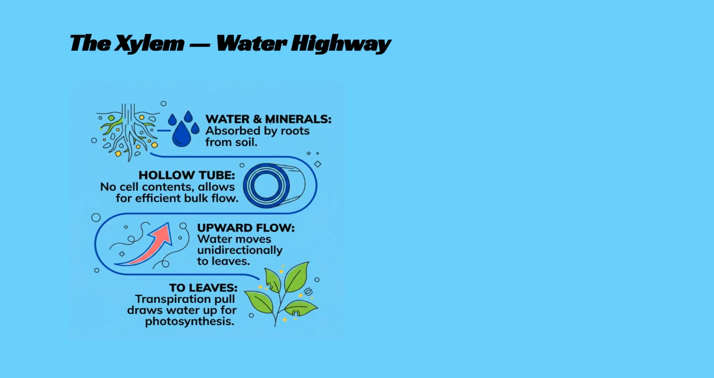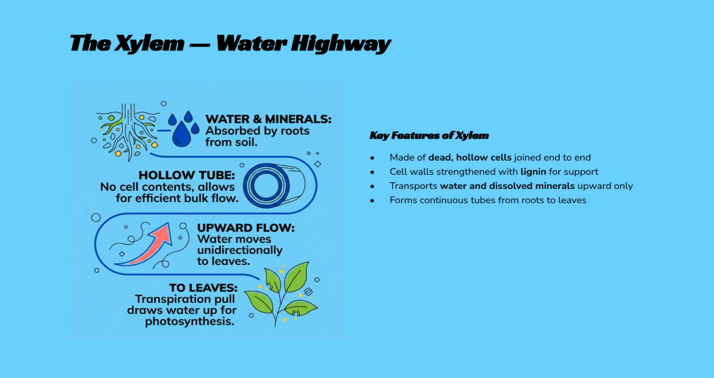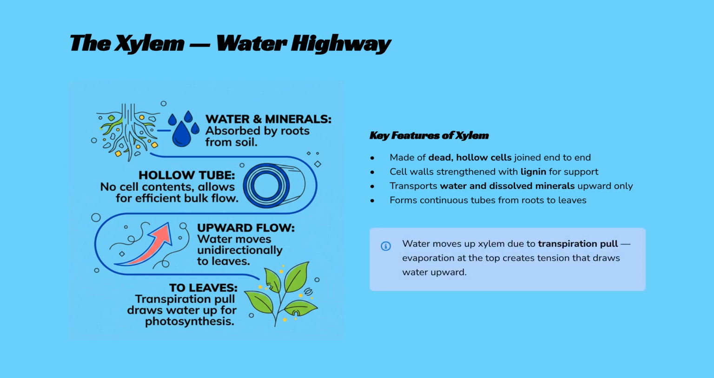The xylem vessels are like a water highway. They are made of dead, hollow cells joined end to end, strengthened with lignin. Xylem transports water and dissolved minerals upward from roots to leaves. Water moves up the xylem due to transpiration pull.